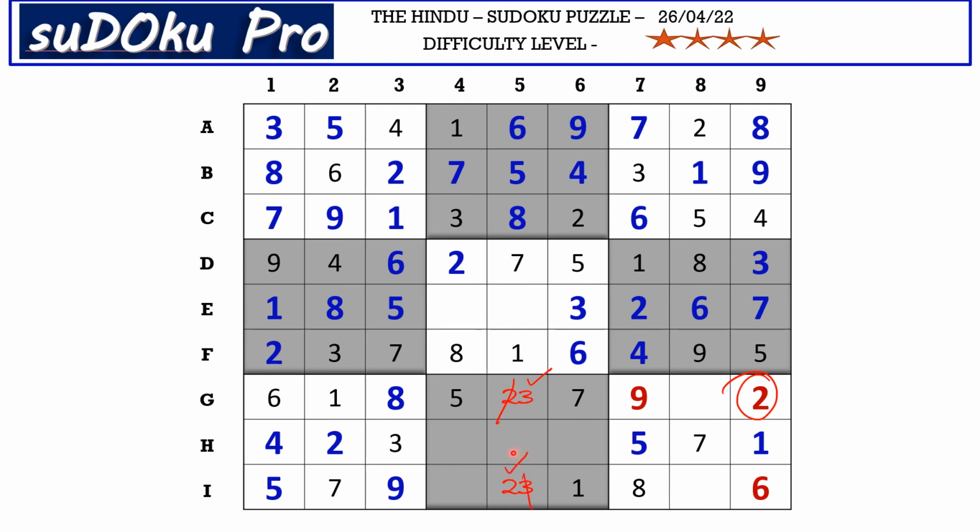Now in this row, the only missing number is 4. In this block, the only missing number is 3. Now the only missing number in column 6 is 8. The only missing number in I row is 4. Now the missing numbers here are 6 and 9. There is 6 blocking from here. So H5 takes 9 and H4 takes 6.